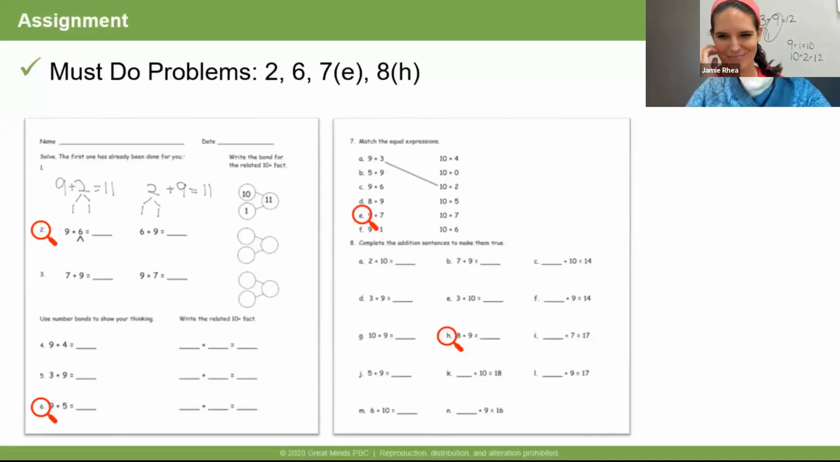Are you feeling ready for the problem set? Are you as excited about making 10 as I am? Your must-see problems are 2, 6, 7E, and 8H.